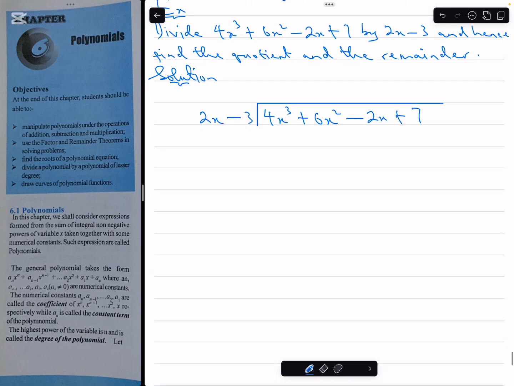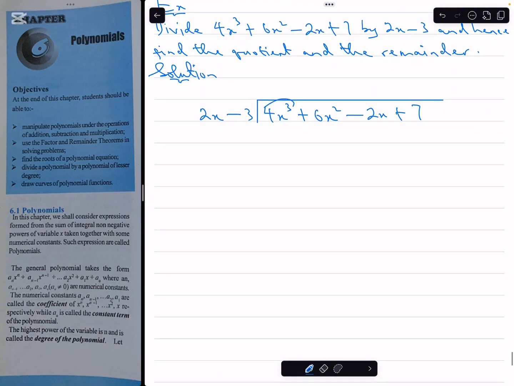Now this is how you go, carefully. 4x cubed divided by 2x, that's 2x square. Now what you do is multiply the whole of this by that 2x square. So you multiply 2x by 2x square, and that will give 4x cubed, and now we multiply minus 3 by 2x square. That gives us minus 6x square.